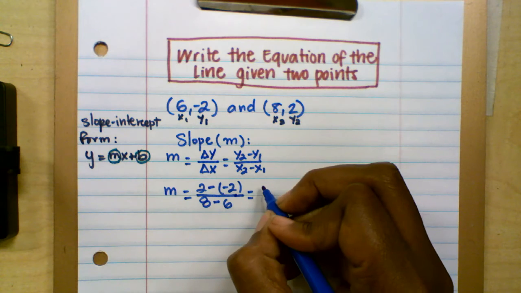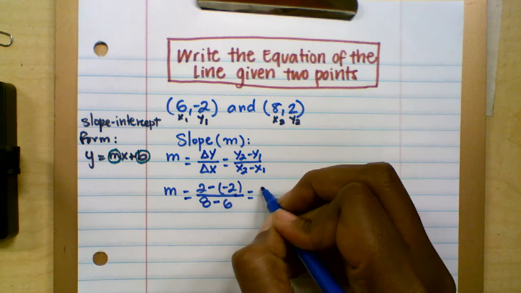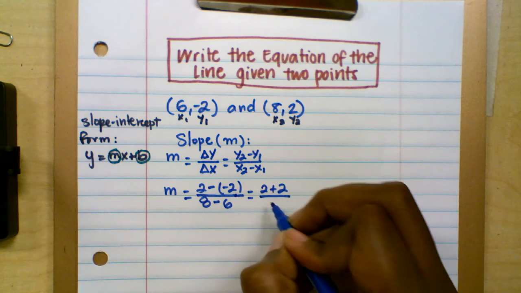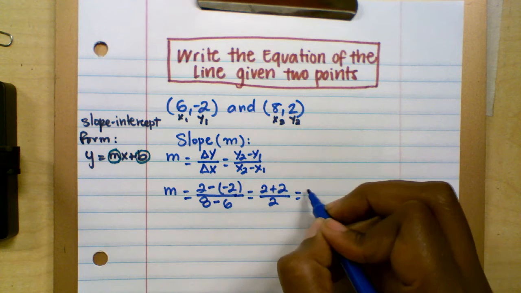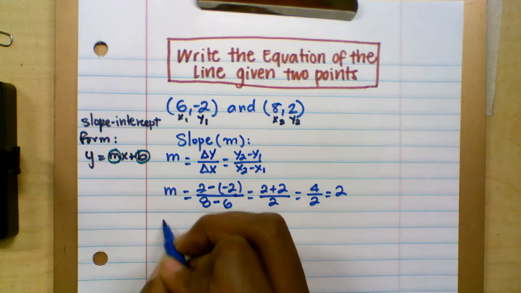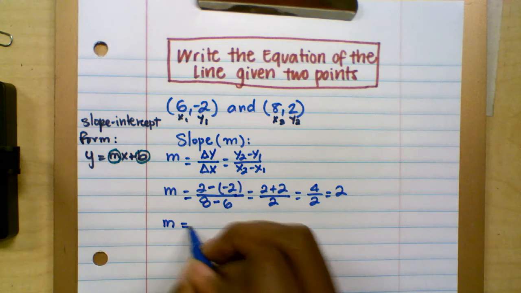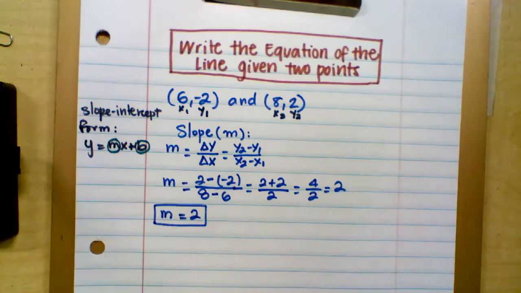So what is the opposite of -2? It's +2. So you get 2 plus 2 over 8 minus 6, which is 2. And 2 plus 2 is 4 over 2, and 2 goes into 4 twice. So we find that the slope m is equal to 2.